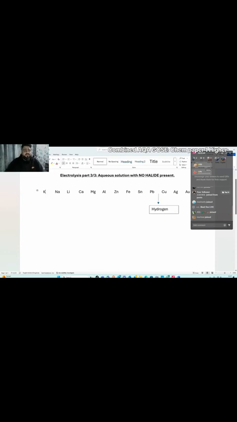Okay, this is part 3 of electrolysis, and what we're looking at today is electrolysis of aqueous solution when no halide ion is present. Again, we've got this reactivity series where potassium is the most reactive and gold is unreactive. So if you remember, silver and gold are completely unreactive.